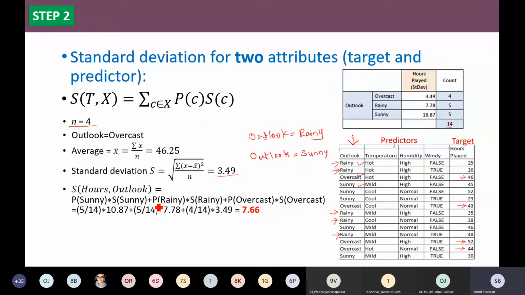plus P of rainy, so 5 examples out of 14 for outlook equal to rainy, times 7.78, that is the standard deviation computed. For overcast, 4 divided by 14 is the probability, multiplied with the standard deviation for overcast, which is 3.49. So after computing, we get this value 7.66. So this is S(hours, outlook), that is 7.66.